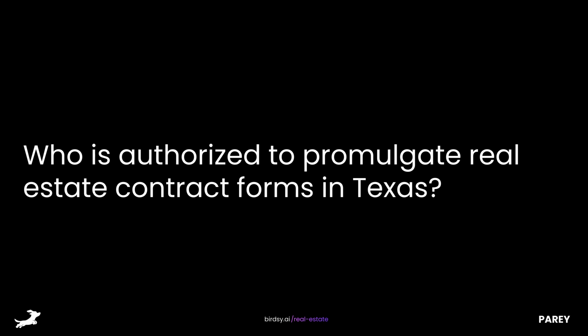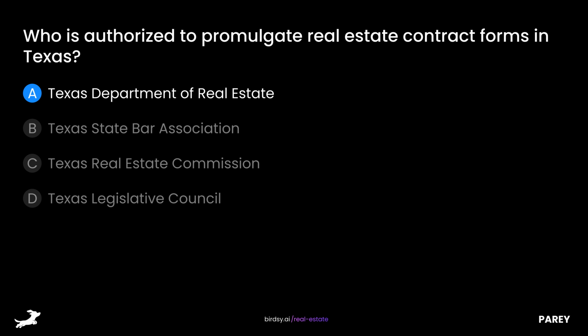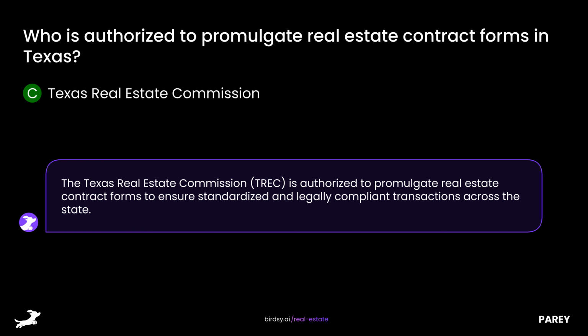Who is authorized to promulgate real estate contract forms in Texas? Is it A, Texas Department of Real Estate, B, Texas State Bar Association, C, Texas Real Estate Commission, or D, Texas Legislative Council? The answer is C, Texas Real Estate Commission. The Texas Real Estate Commission is authorized to promulgate real estate contract forms to ensure standardized and legally compliant transactions across the state.